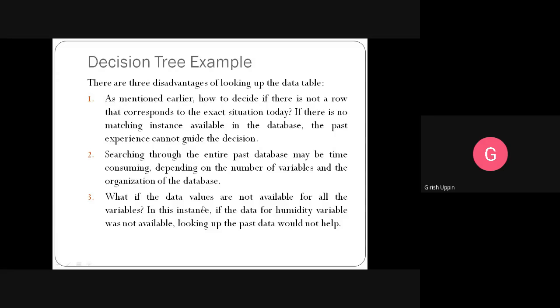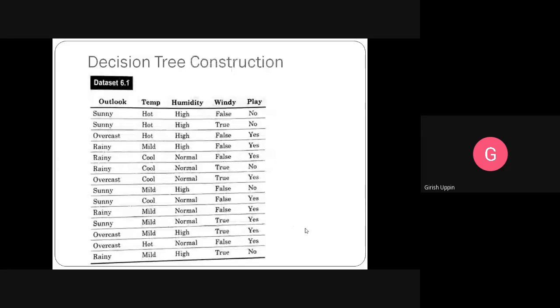What if the data values are not available for all the variables? In this instance, if the data for the humidity variable was not available, looking up the past data would not help. If any data variable is not available, then there is no use of looking up the past data, and that will fail in coming to a proper decision.